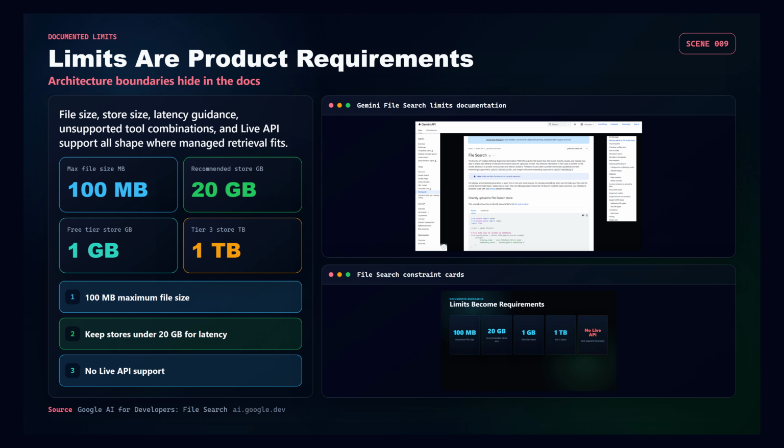The File Search limits are not edge trivia. They shape architecture. The docs list a 100 megabyte maximum file size per document, tiered project store limits, and a recommendation to keep each store under 20 gigabytes for retrieval latency. File Search also cannot currently be combined with Google Search grounding or URL context in the same request, and it is not supported in the live API. For many internal assistants, that is fine. For some products, it defines the boundary.